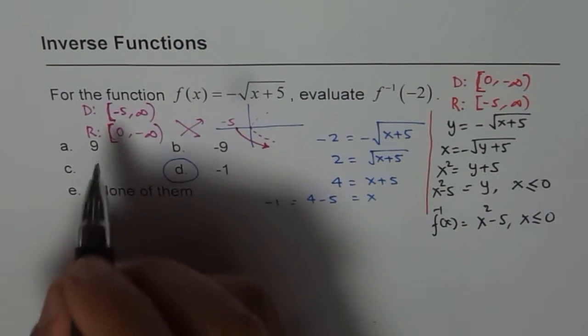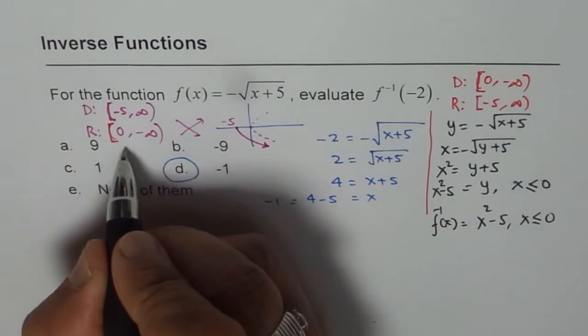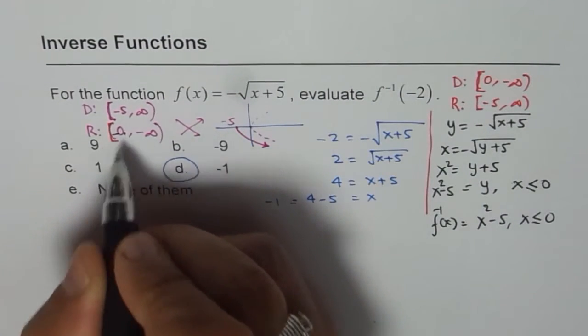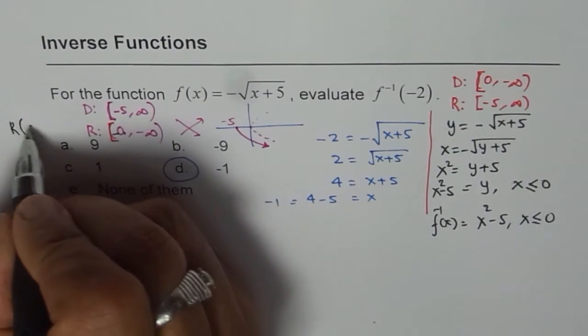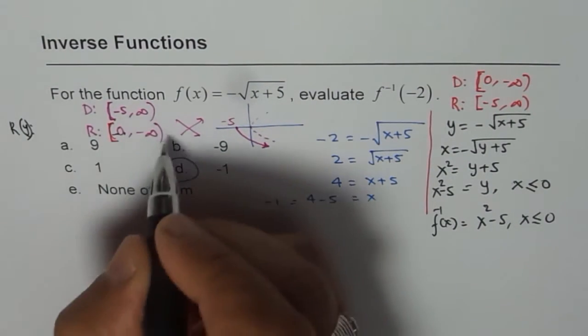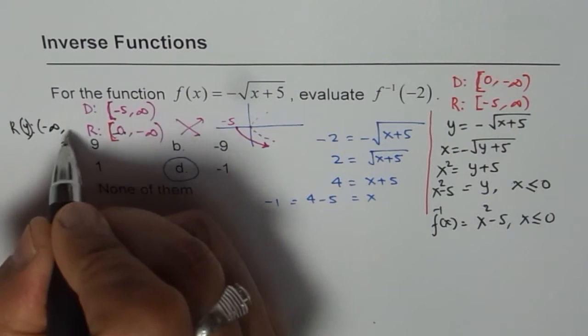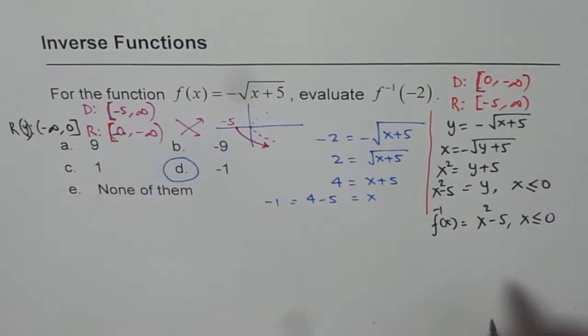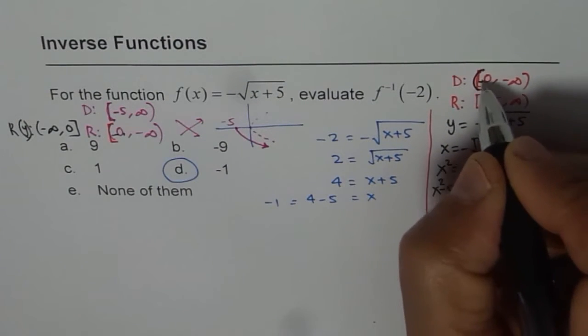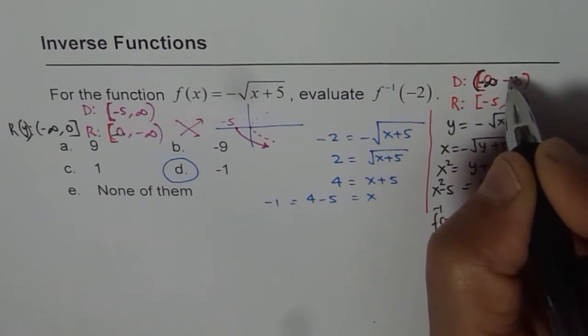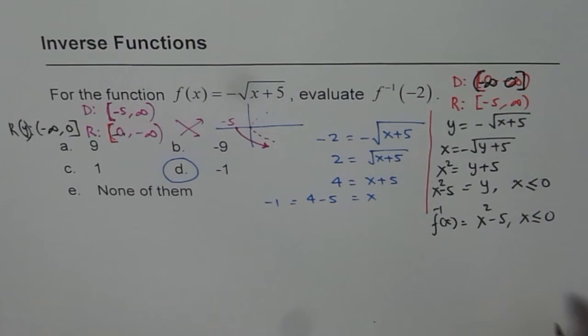It's a good idea not to write it like this. It should have been written as, let me correct it. The range I should have written as from minus infinity to 0, okay? And therefore the domain I should write as from minus infinity to 0, correct? The lower value should come first.